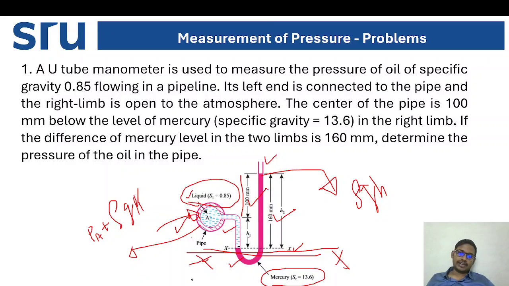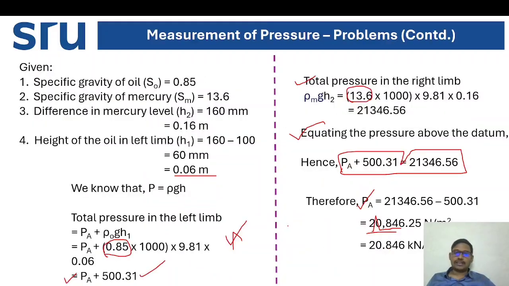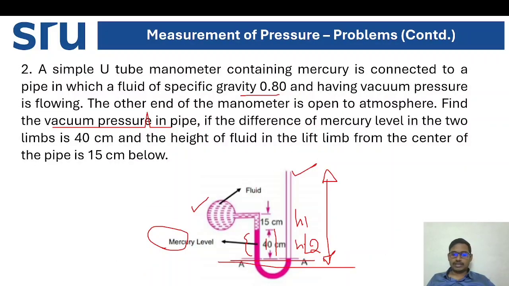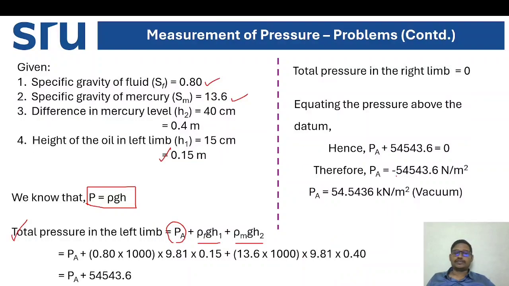Here 160, 100 means you can tell this is 60, this is 100 mercury, that's it. And assume this is a neutral part and there is 0. Here there is a 0 and there is a 40 and 6, 40 and 15. So here PA plus 0.8 into 1000 into 9.81 into 15, that is H1. 13.6 into 1000 into 9.81 into 40, that is H2. So PA equal to this much.